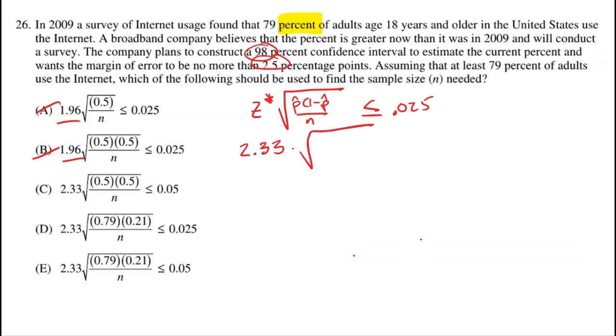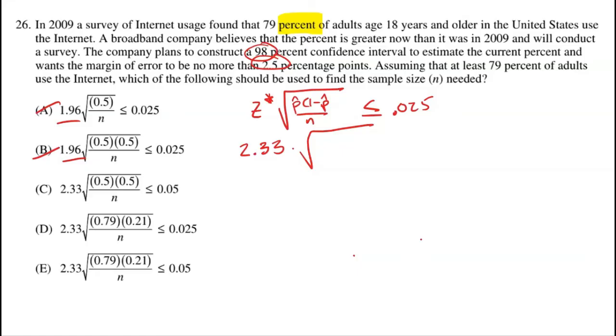Now, what am I going to put inside here? Well, we don't even know yet because we haven't conducted our sample yet. So we actually don't know what our p hat is. The question is asking what our sample size should be. And until we get our sample size, we can't actually get our sample proportion.